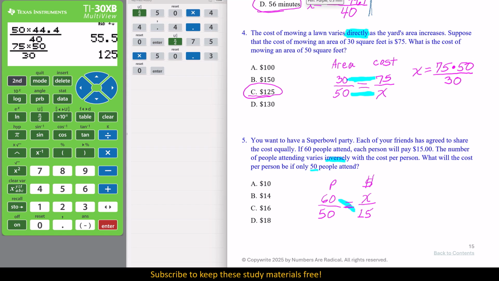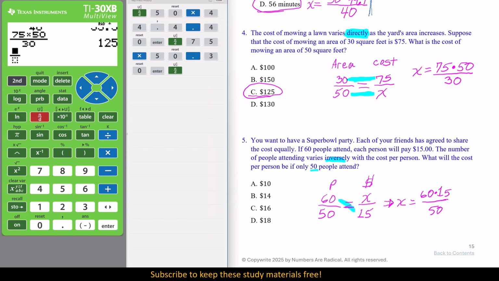So what do we put into the calculator? Well, that would mean that x would equal 60 times the 15 all divided by the 50. We should get a decent value. Okay, so set up your fraction and then 60 times the 15.